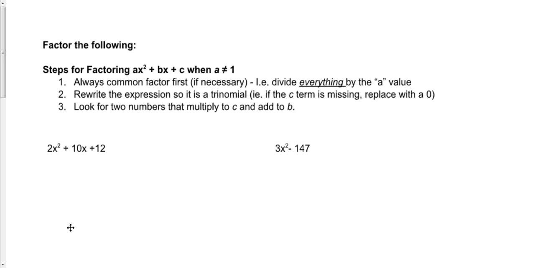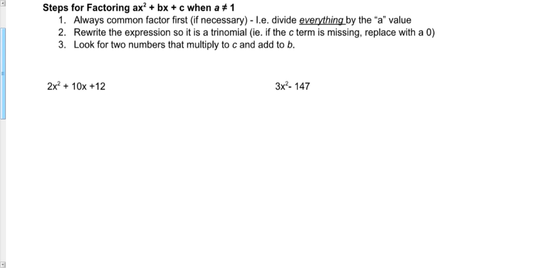Okay, so there are basically 3 steps. Step 1 is you should always common factor first. So if necessary, you want to divide all 3 terms by whatever the a value happens to be. Step 2, you want to rewrite the expression so that it is a trinomial. So if either the b value or the c value is missing, you want to write that in with a 0. And step 3, you want to look for 2 numbers that are going to multiply to the c value and are going to add to the b value. So we've got 2 examples here that I want to try.